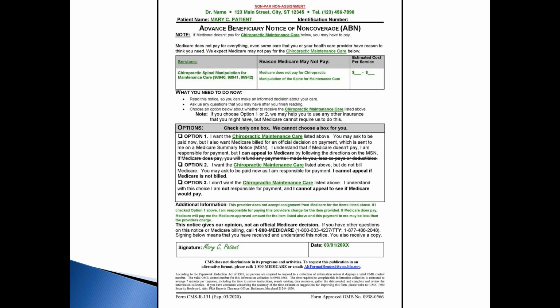You see, that's for non-PAR, not accepting assignment providers that may charge more for a wellness adjustment than the Medicare fee schedule. So there's a nice little form. This was a pretty recent update to the Medicare ABN form for providers that are non-PAR, not accepting assignment.